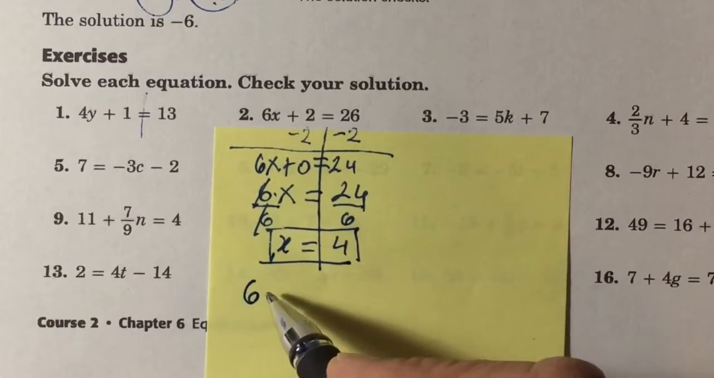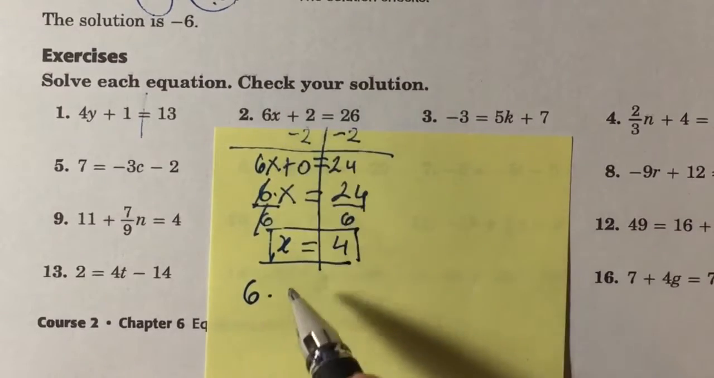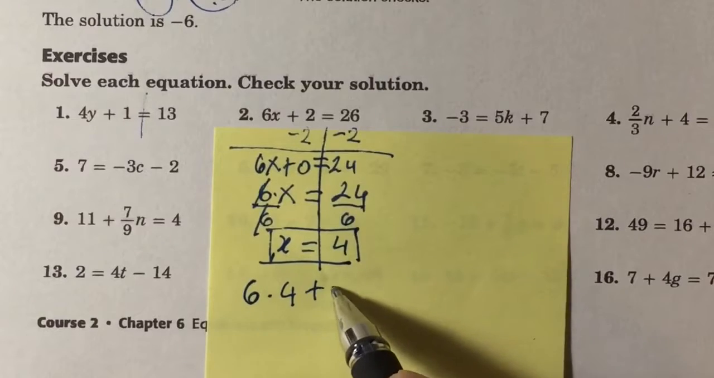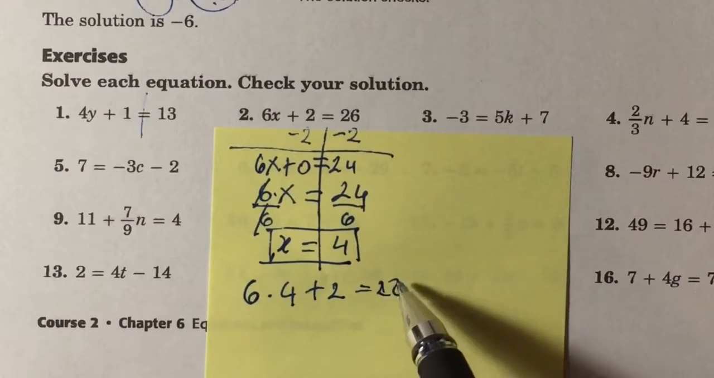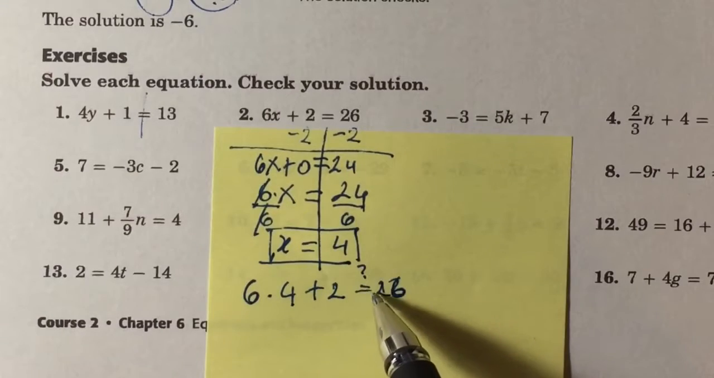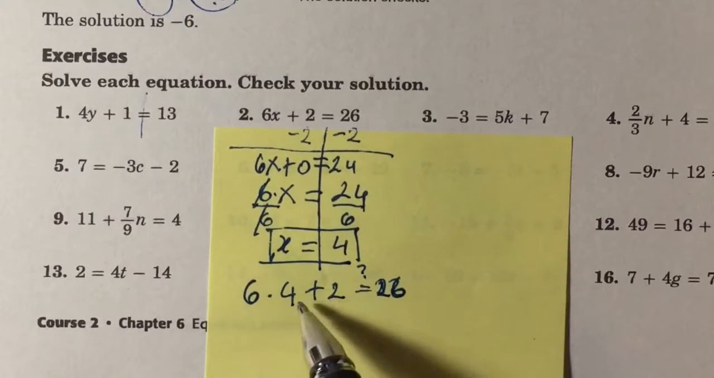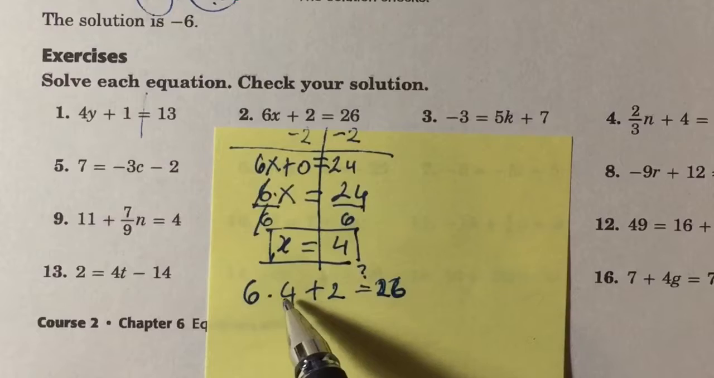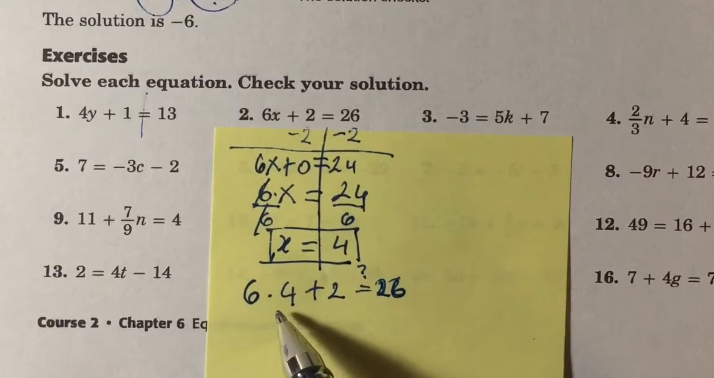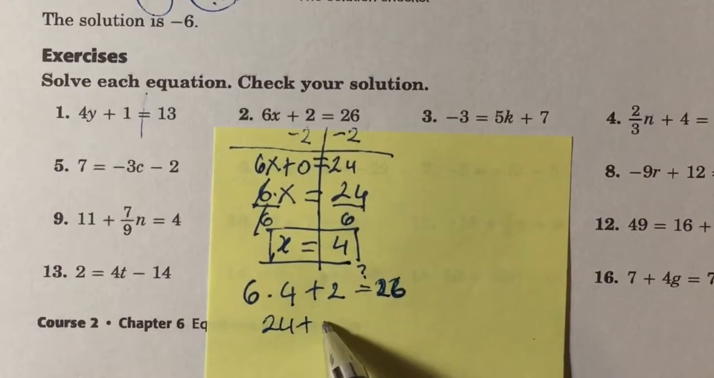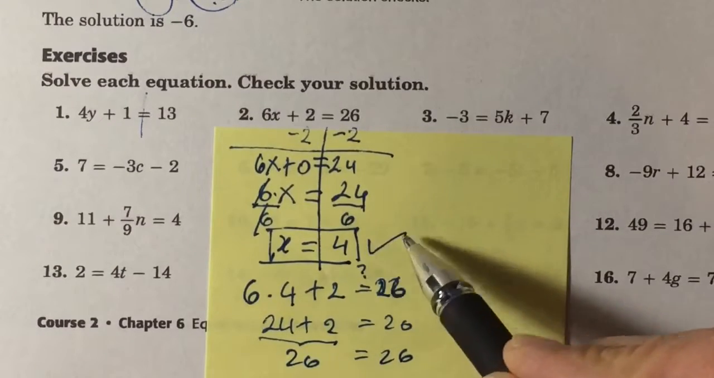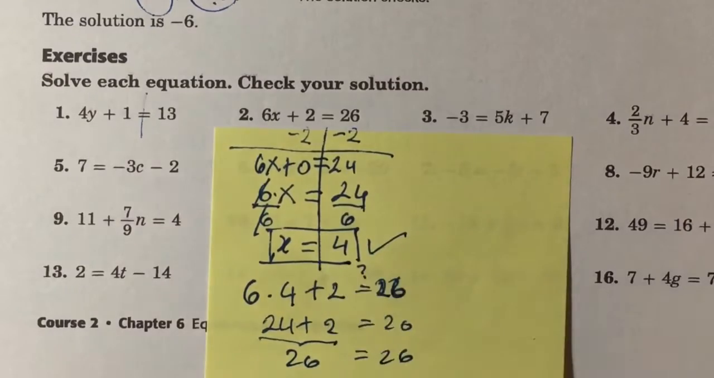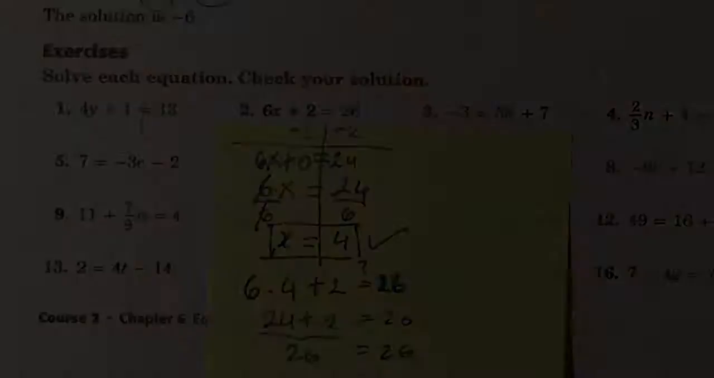To see if it is correct, I'm going to replace it in my original equation here and see 6 times my value of x, 4, plus 2, and see how much I have. Is it 26? I put a question mark because I'm going to do the numbers and see if this left side equals 26. 6 times 4, 24, plus 2, 26. So this side is 26 equals 26, and am I correct? Yes, x equals 4, and I checked it out.